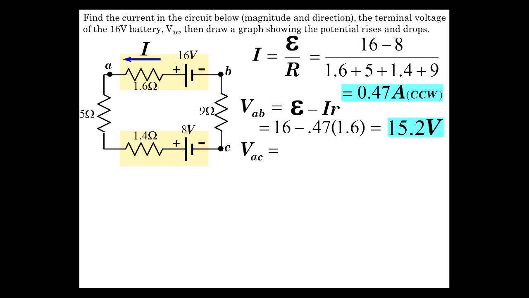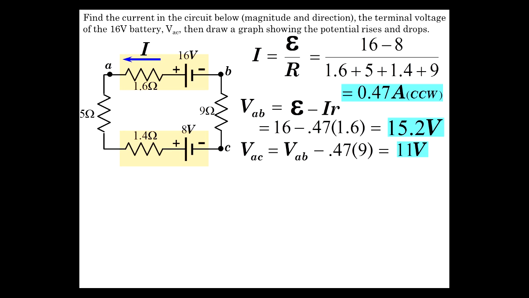How about VAC? Well, from the point of view of C, let's see, we got current flowing this way. So this is plus to minus. There's a drop from here to here, and then a rise, and then another drop. So we got another little drop across this one from the point of view of C, looking at A. So it's VAB minus 0.47 times 9, drop across this one, which is 11 volts.